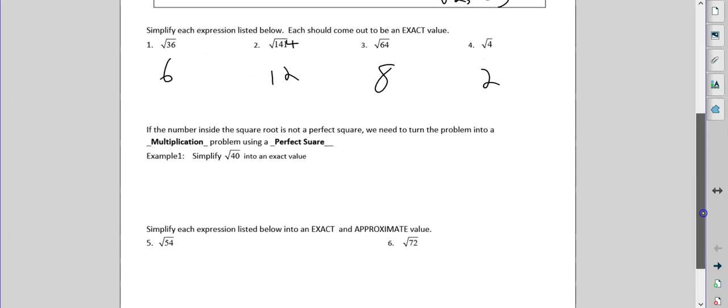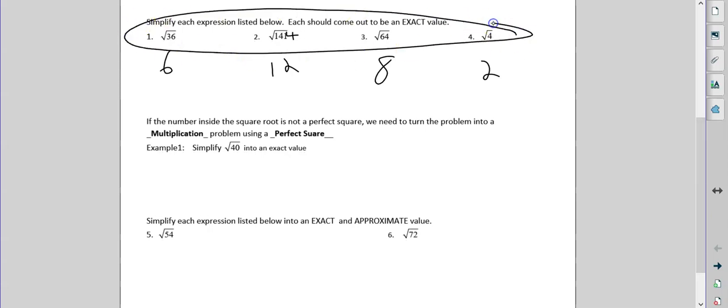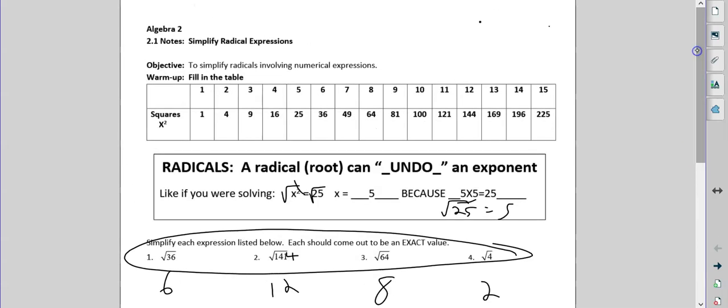Now, if the number inside the square root is not a perfect square, like all of these were all perfect squares, then we need to turn the problem into a multiplication problem using a perfect square. So what you're trying to do is find the biggest perfect square that goes into the number we have under the radical. So for example, square root of 40. If you look at your chart, we're going to try to find the biggest number that goes into it. Now we start here because 40 would be in between those, 36 and 49. And you just divide. You can do it in your head if you know like 36 won't go into 40.